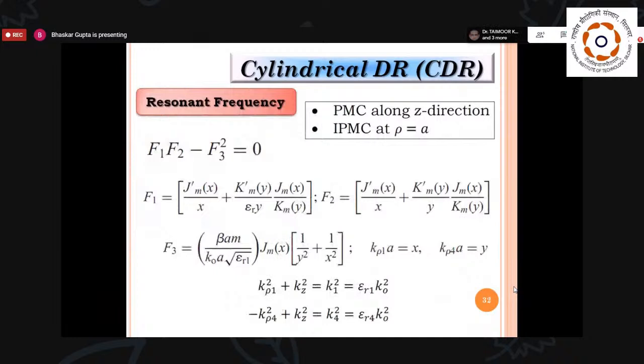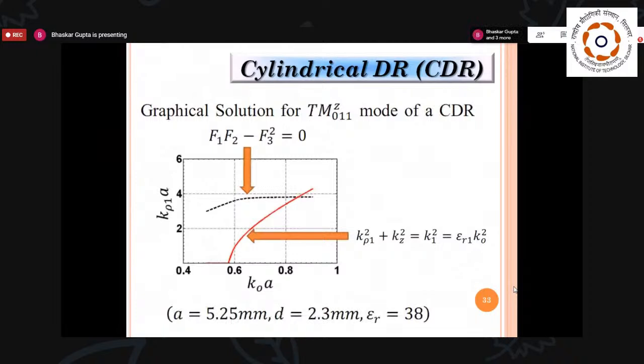And once again, we consider PMC along the Z direction, IPMC at rho equal to a, that means the radially outer direction, exactly on the surface of the dielectric. Again, we get a transcendental equation. J, K, M, these are, you know, the Bessel function and the modified Bessel function. And with cylindrical geometry, of course, we have to invoke these functions. So how do we go for graphical solution, for general solution for TM to Z, MNP mode? Well, let's take the modes one by one. We would get one separation equation, and that transcendental equation.